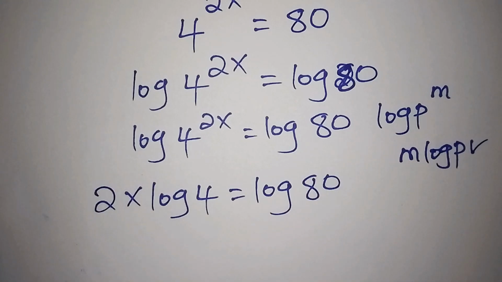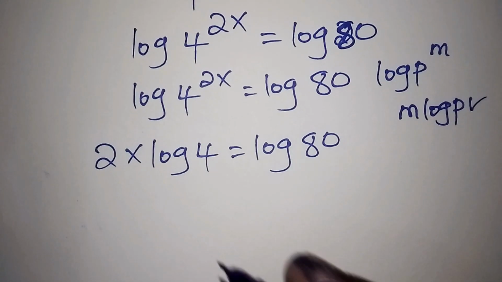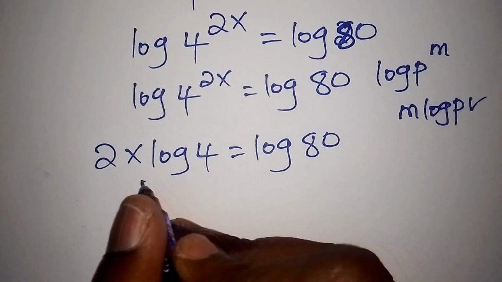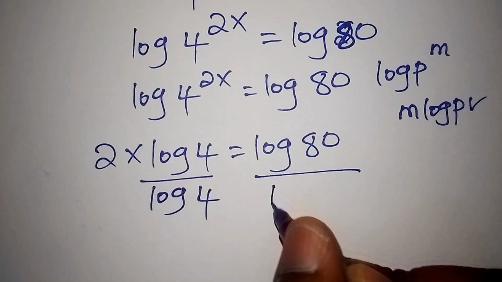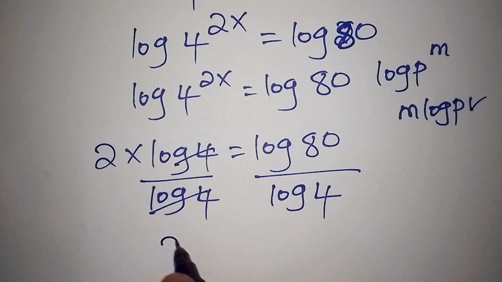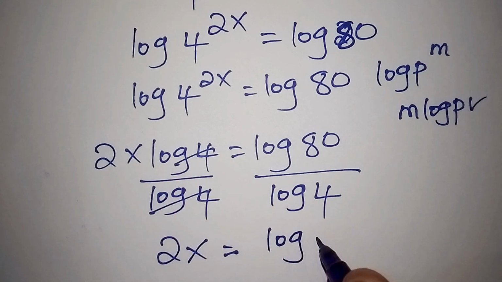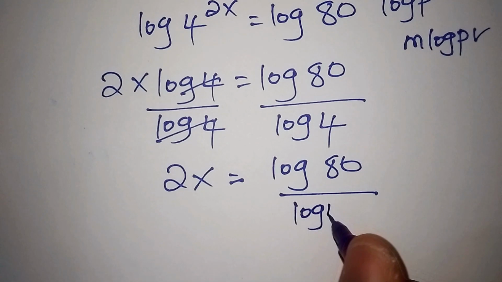So we want to remain with 2x. So that means that now we shall do away with the log of 4. So we shall now have to divide both sides by the log of 4, then also this side by the log of 4. So log 4 and log 4 shall cancel, so that now 2x is equal to the log of 80, then all over the log of 4.